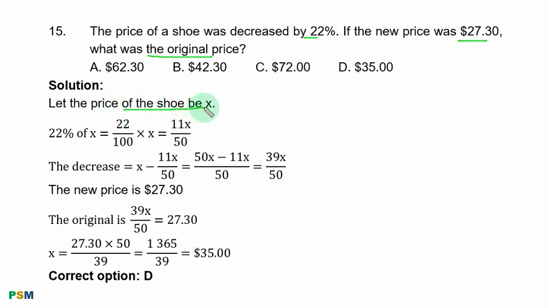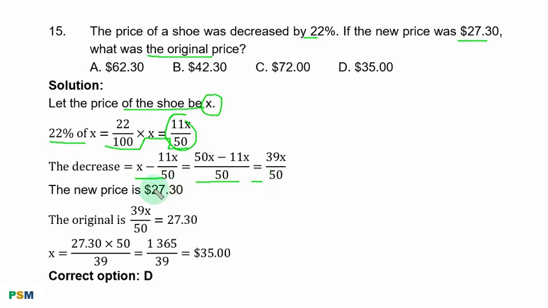Let's compute 22% of S. That is 22 over 100 times S, equal to 11S over 50. We have to get the decrease amount. That amount is simply subtracting this value from the price of the shoe. You have it in this form. When you simplify, you have this result, 39S over 50.